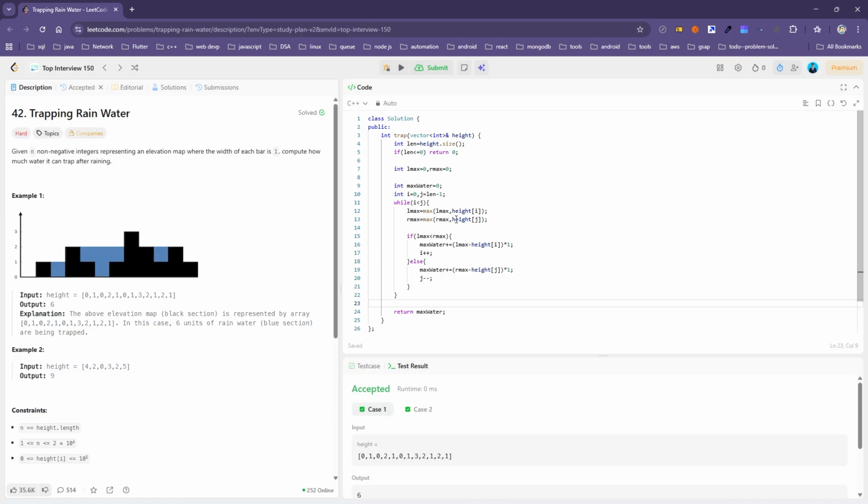So just to recap, instead of creating two vector arrays for Lmax and Rmax, we created two variables, Lmax and Rmax. Now we start with 0 until length minus 1, and we update Lmax and Rmax. So at the current position we have Lmax and at the current position we have Rmax. If Lmax is less than Rmax, which means we have to collect water at the ith position, else at the jth position, and finally we will return max water.